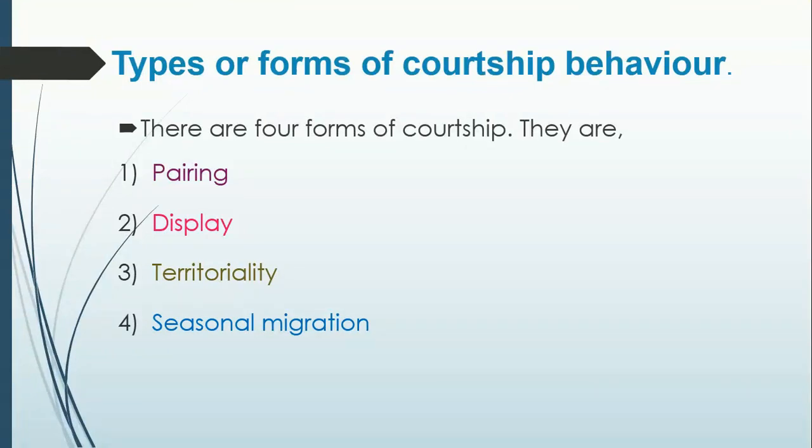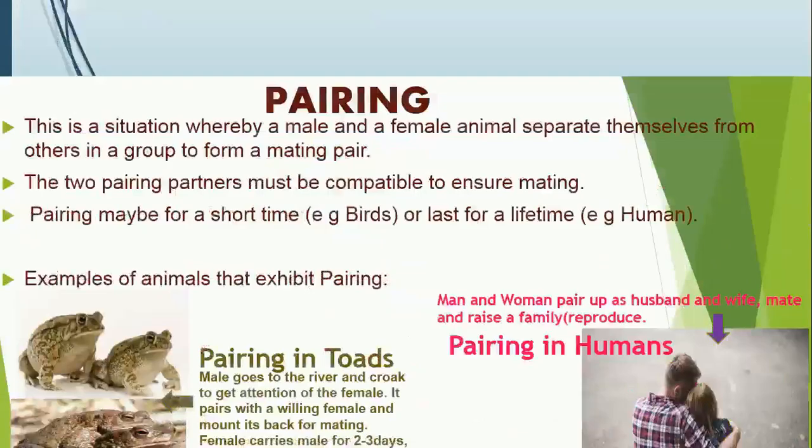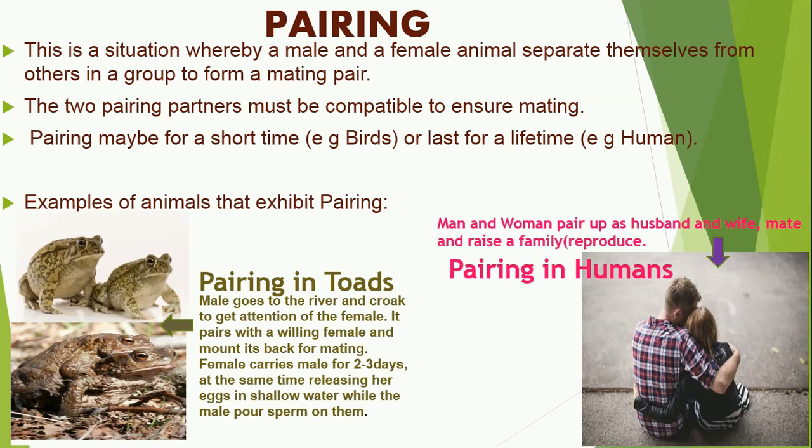There are 4 forms of courtship behavior we are going to be discussing, and they are 1. Pairing, 2. Display, 3. Territoriality, 4. Seasonal migration. What do we mean by pairing? This is a situation whereby a male and a female animal set themselves apart from others in a group so as to form a mating pair. The 2 pairing partners must be compatible in order for mating to take place.